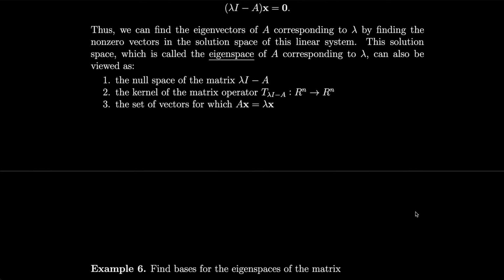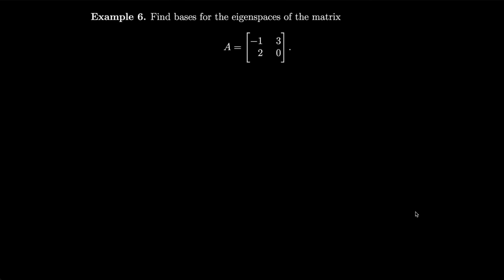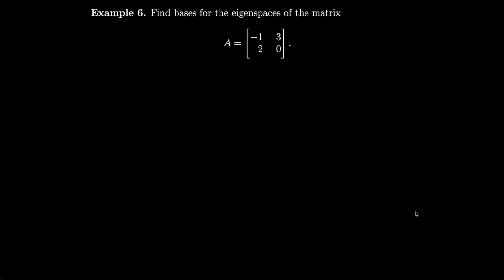Let's do an example where we find bases for the eigenspaces of matrix A. So what we'll do is we will first write the characteristic equation. So we'll write the determinant of lambda I minus A. In this case, we have lambda minus 1 is lambda plus 1. Then we have a minus 3. And then we have a minus 2. Right? 2, 3. And then we have lambda. Minus 0 is just lambda. Okay, so we'll take that determinant.